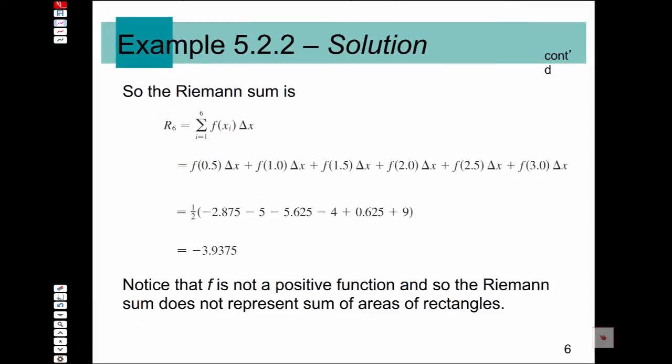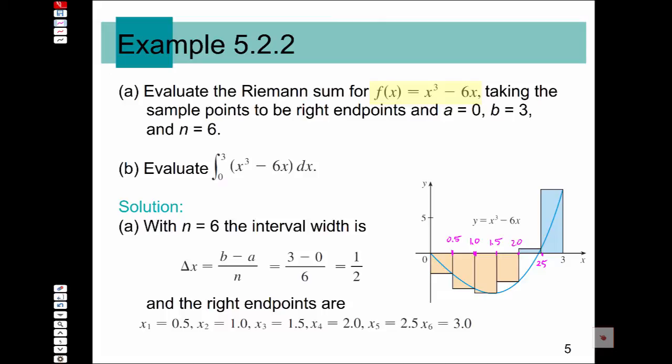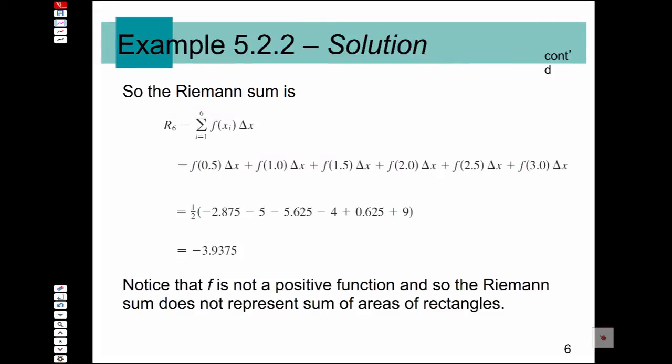Substituting 0.5 into our function, remember our function is x cubed minus 6x. So substituting our value of 0.5 into that function, we get minus 2.875. And delta x is 1/2. Substituting 1 into our function, we get minus 5. Substituting 1.5 into our function, we get minus 5.625. Substituting 2 in, we get minus 4. Substituting 2.5 in, we get 0.625. And substituting 3 in, we get 9. Each of these, of course, is multiplied by delta x, which in this case equals 1/2. And so computing that quantity gives us a total of minus 3.9375.